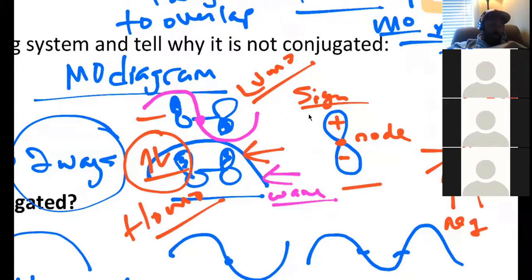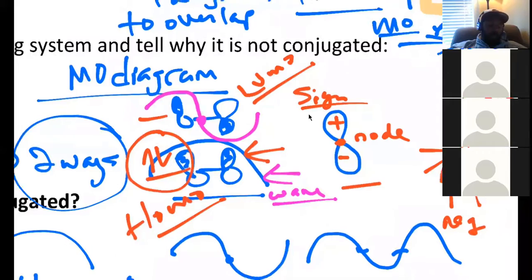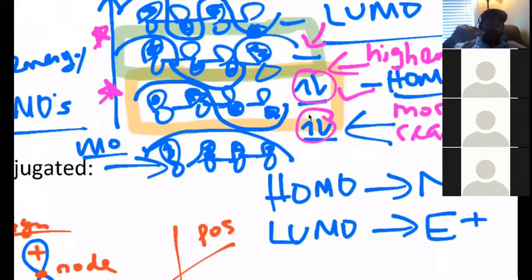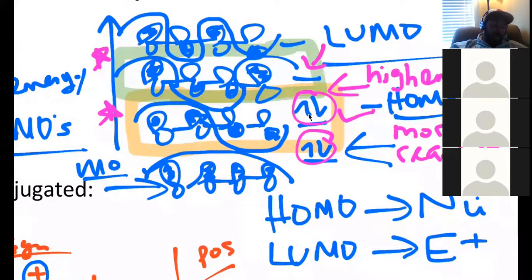For the 4 pi system, the HOMO was the first one or the second one? It's the second one. Okay, got you. Right, because the HOMO is the H is for highest occupied, or highest, and then the O is for occupied. So both of these are occupied, right? But one of them is higher in energy than the other. So the one that's higher is what we call the HOMO. Okay, cool. All right, does that make sense? Yeah, it does. All right, bet.